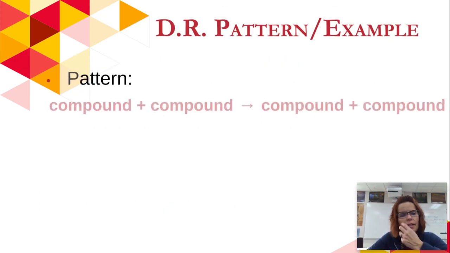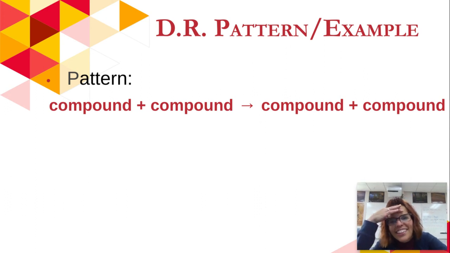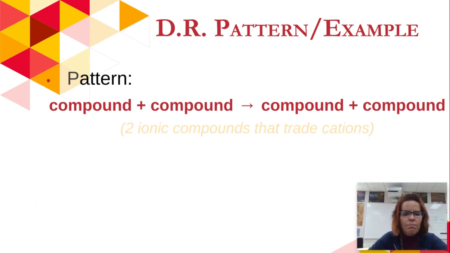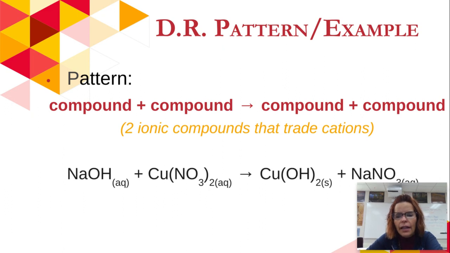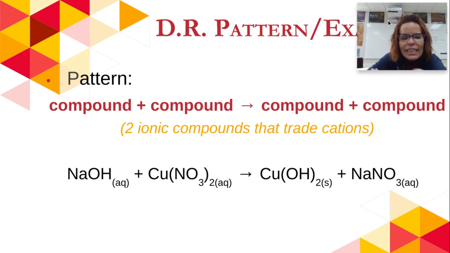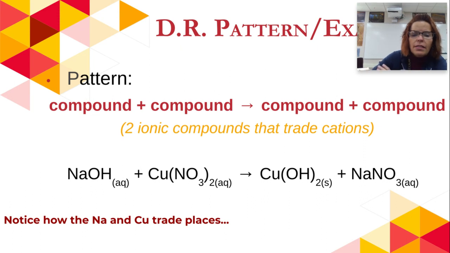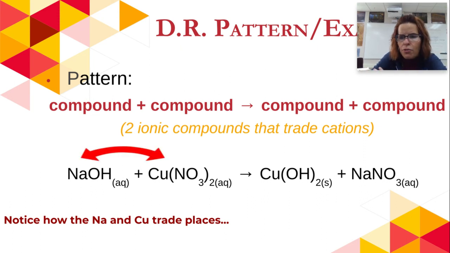So let's take a look at an example. We're going to have a compound and a compound, and well, that doesn't look like any reaction occurred. It's two new compounds that form underneath it. So they will have traded their cations. Look at the NaOH and the CuNO3. Look at the Na, that's the cation, and the Cu, that's the cation. Now look after the arrow. They switched places. Notice how the Cu and the Na have traded places. And then we still have to cross the charges and balance them, but they've traded places.